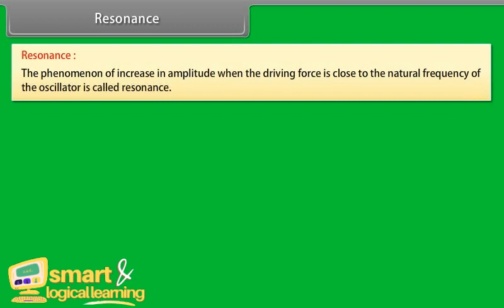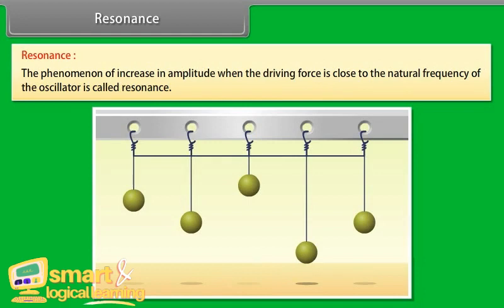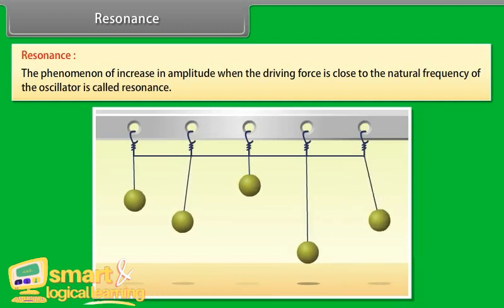Resonance. The phenomenon of increase in amplitude when the driving force is close to the natural frequency of the oscillator is called resonance. Let us understand with an example. Five simple pendulums of different lengths are suspended from a common rope. The pendulums 1 and 4 have the same lengths and the others have different lengths. Now, let us set pendulum 1 into motion.